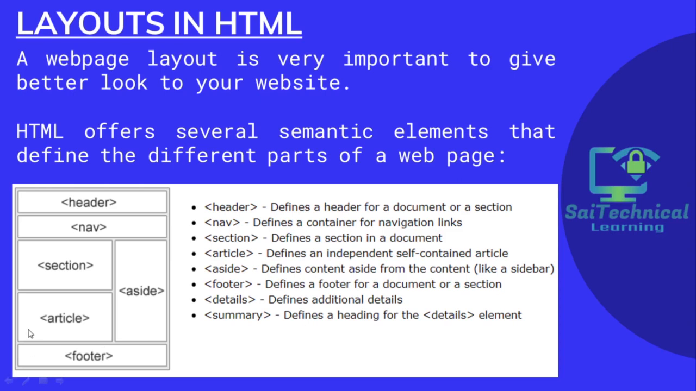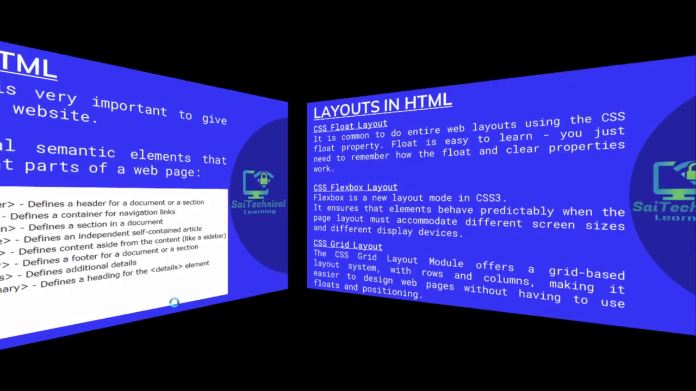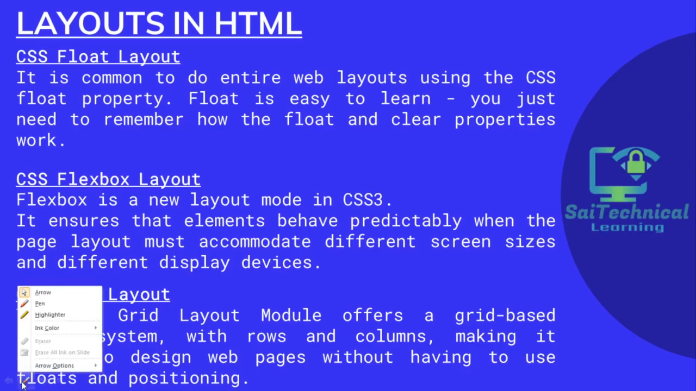Next one, that is the layout in HTML. A web page layout is very important to give a better look to your website. HTML offers several semantic elements that define the different parts of a web page. So here we have different kinds of elements: first header, second navigation element, section element, article element, aside element, footer element, the details element, and the summary element.